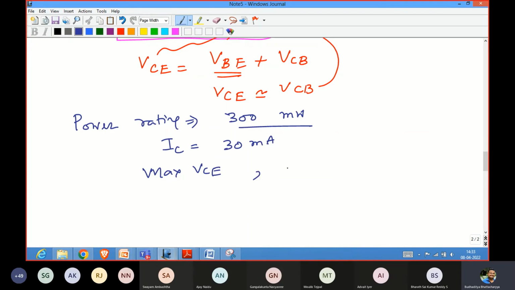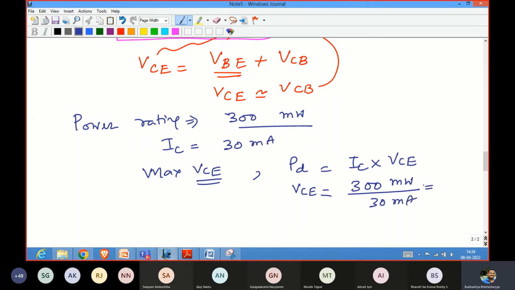So you can simply observe that if I consider PD is equal to IC multiplied by VCE. Whenever it is asking to find out VCE, it means the VBE is ignored. So we can say VCE is nothing but PD, which is 300 milliwatt, divided by IC, which is 30 milliamps. Now very carefully you observe one thing.